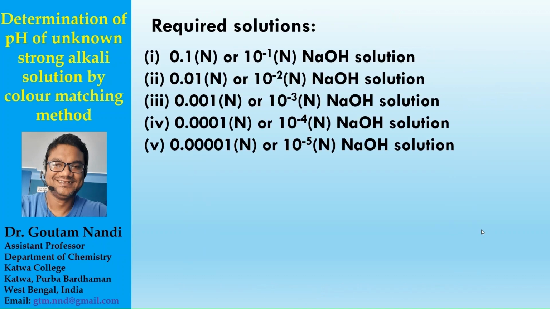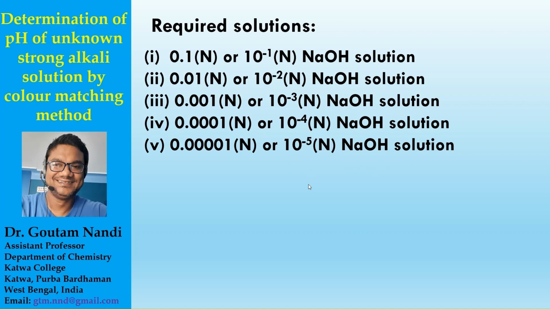For this, we need to prepare 5 solutions of different concentrations. What are those concentrations? First one is 10 to the power minus 1 normal or 0.1 normal, and the last one is 10 to the power minus 5 normal. NaOH is a strong base. So whatever the concentrations are written here, we can directly use them as the hydroxide ion concentration as well, because it will be 100% dissociated in the solution.